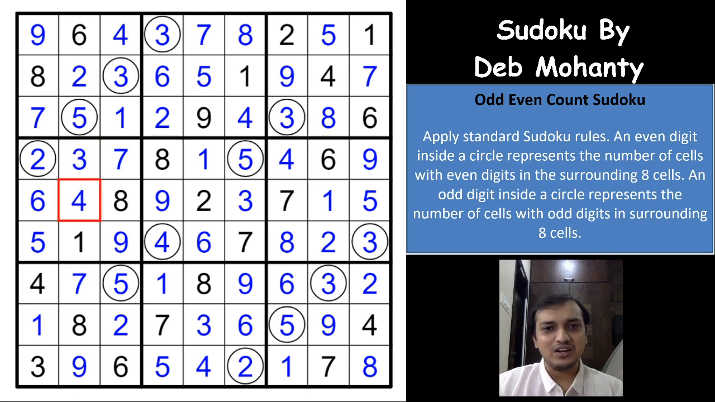And with that, we have completed this excellent, gorgeous odd even count Sudoku. I would say no better Sudoku for this type. Really an amazing one. So if you see the circle cells, if you have a 2 here, you'll have 2 even digits here. The 5 has given you 5 odd digits, 1, 2, 3, 4 and 5. The 3 has given you 3 odd digits here, 1, 2 and 3. Excellent, right? So this is the way you have to proceed with the odd even count Sudoku.